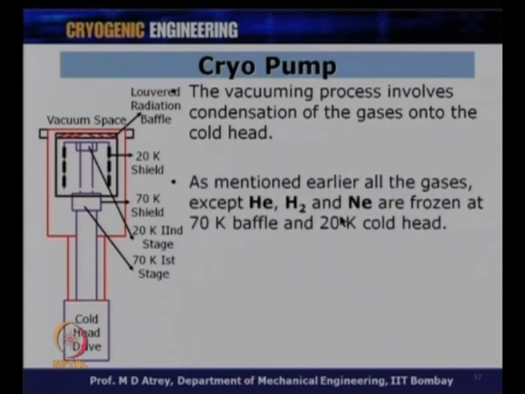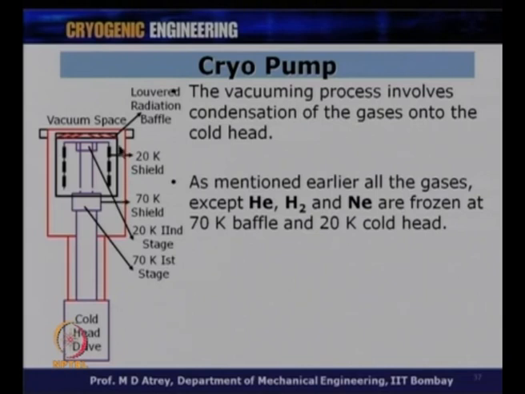As mentioned earlier, all the gases except helium, hydrogen and neon are frozen at the 70 K baffle and 20 K cold head. So, the 70 K baffle and 20 K baffle will take care of all the gases except helium, hydrogen and neon. Now, helium, hydrogen and neon are basically going to be adsorbed on the carbon charcoal paste which is kept over here on the inside part of this inverted cup.